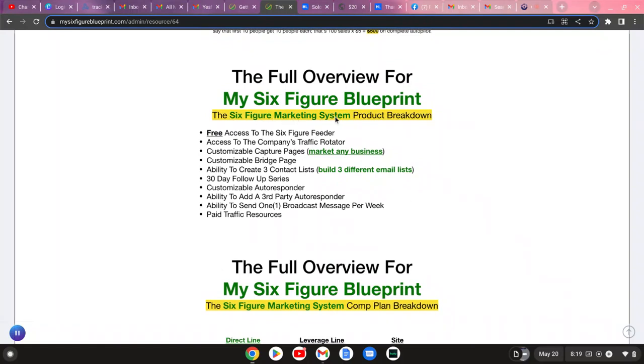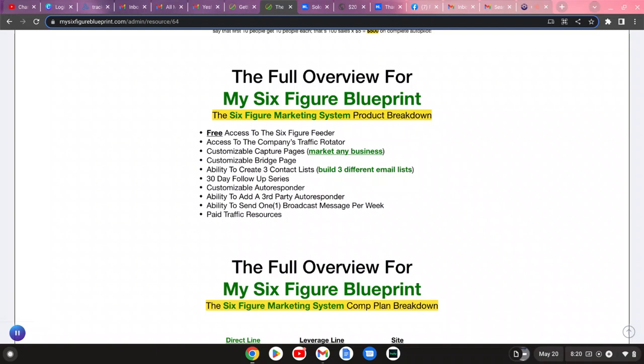Next is the six-figure marketing system. As I stated, the six-figure feeder is $15 to get started. The six-figure marketing system is $150 to get started. What you get with this marketing system is free access to the six-figure feeder. So if instead of getting the feeder, you go straight to the marketing system and pay the $150, you automatically get access to the six-figure feeder and what comes with it as well. You also get access to the company's traffic rotator. I forgot to tell you guys about that.